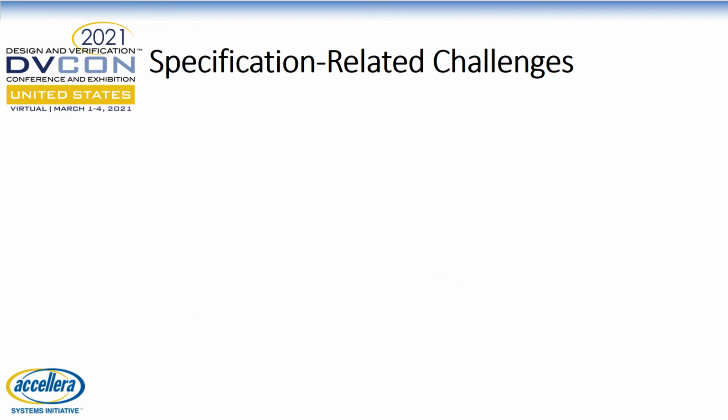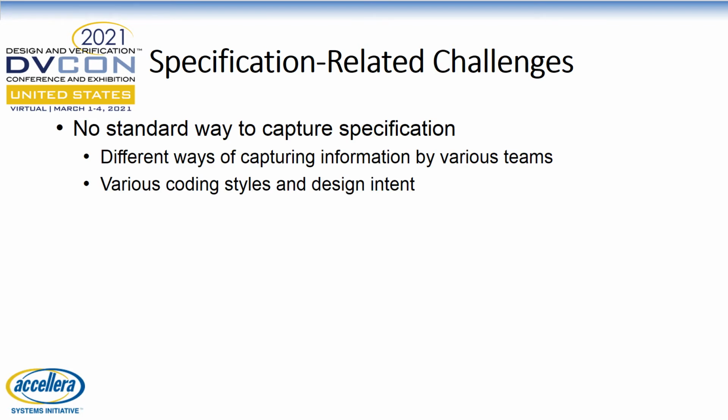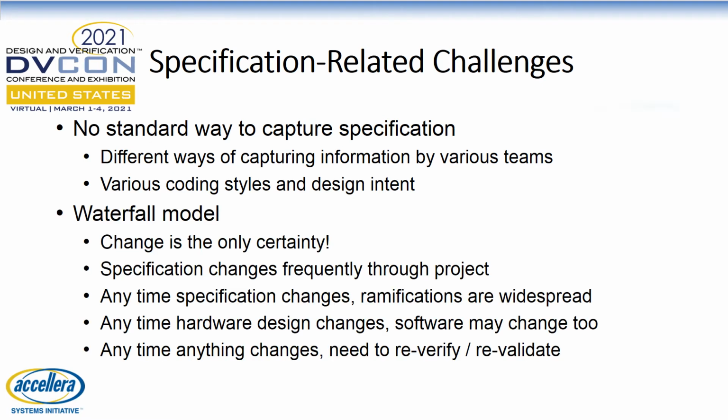Now, there are also challenges related to the specifications for these SoCs. For a start, there's no standard way to capture a specification. People generally use natural language, but natural language, although it's understood by everyone, is inherently ambiguous and may very well be interpreted different ways by different teams. In fact, many chip bugs are due to exactly that problem. Different teams, the hardware and software teams, or two different hardware teams, interpreting a portion of the specification differently, and therefore everything does not work together properly.